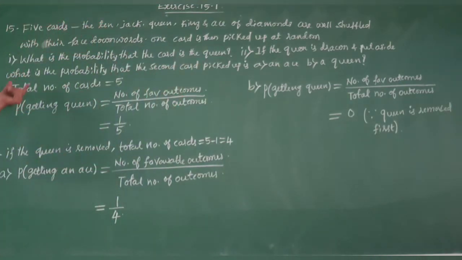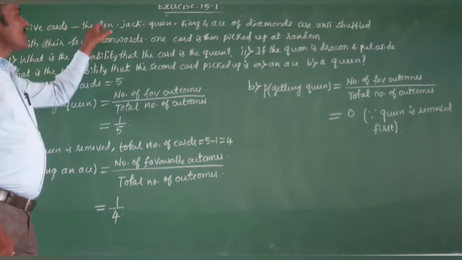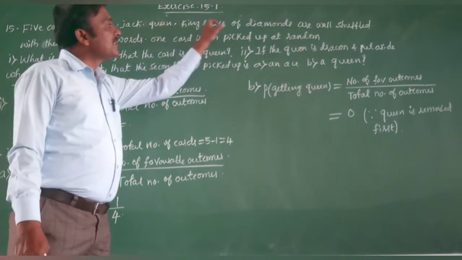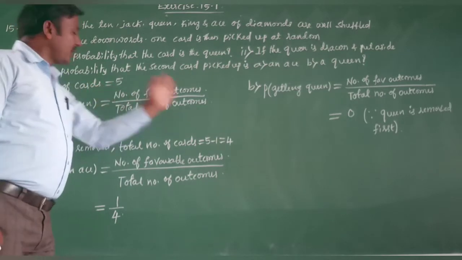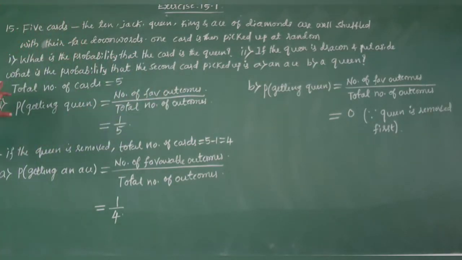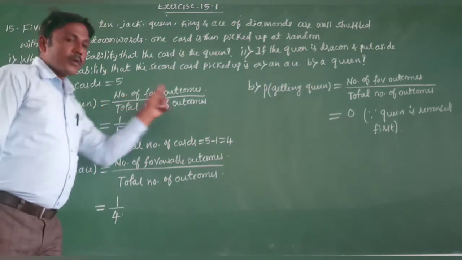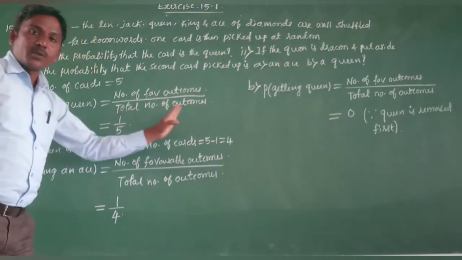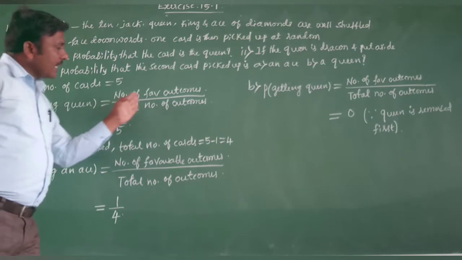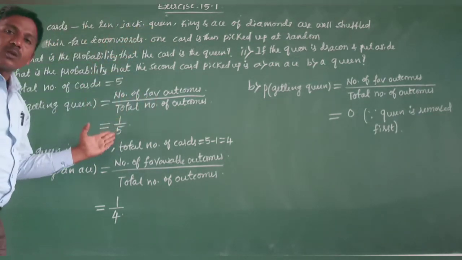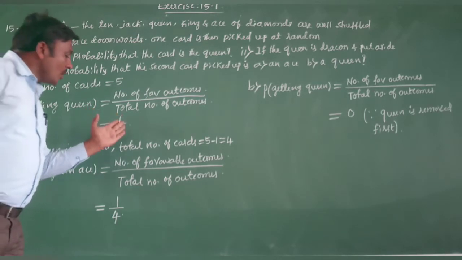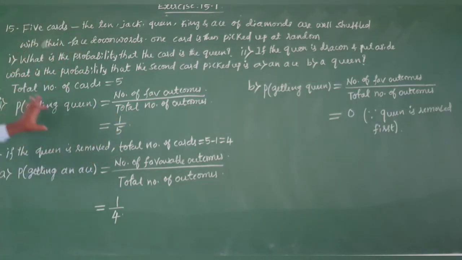See, solution. Total number of cards are 5 because 10, Jack, Queen, King and Ace of diamonds. All these are diamonds. Total number of cards are 5 here. First question is, probability of getting queen is number of favorable outcomes divided by total number of outcomes. So how many queens are here in the given number of cards? 1 queen. Total number of cards are 5. 1 by 5 is the probability of getting a queen.